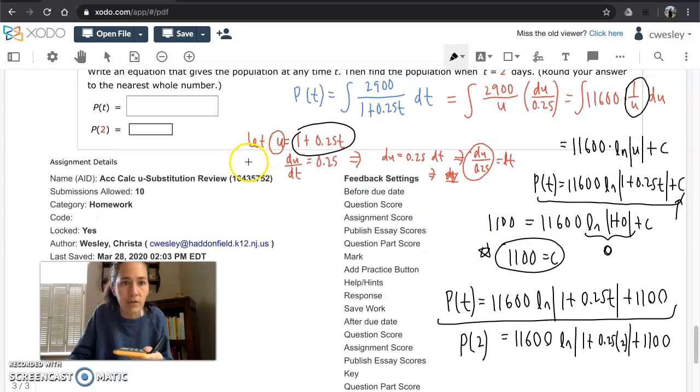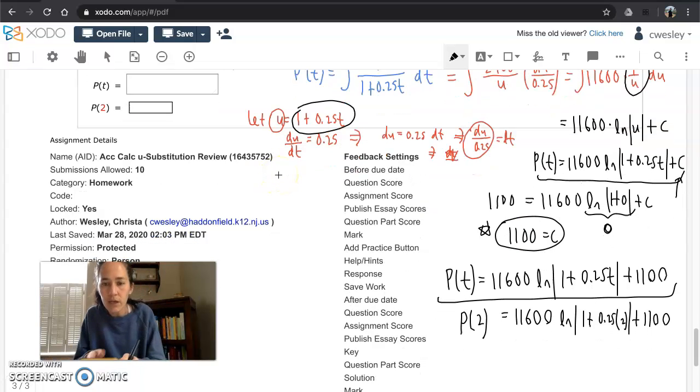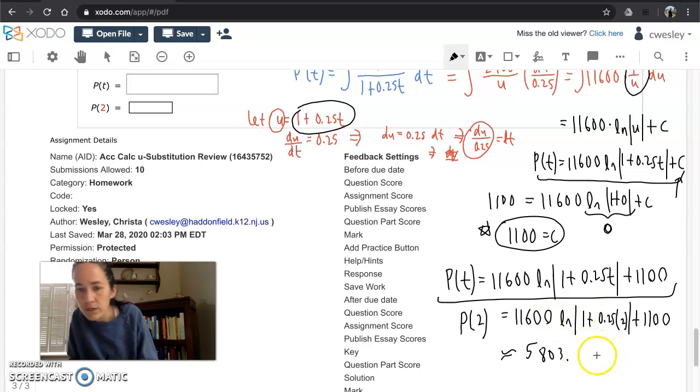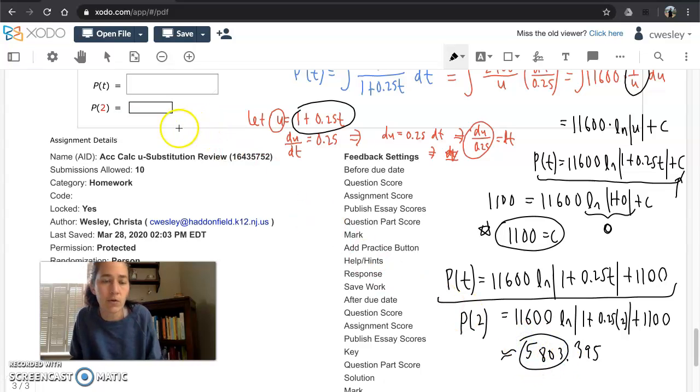And does it say I can round? It says round to the nearest whole number. So I quick type that in, 11,600 natural log of parentheses 1 plus a quarter of 2, and I'm dying to know what this is going to be, plus 1100. So I got 5803. And this is with my numbers. Yours will be different. 5803.395. So rounding to the nearest whole number, that would just truncate. I could just put 5803 for P of 2.